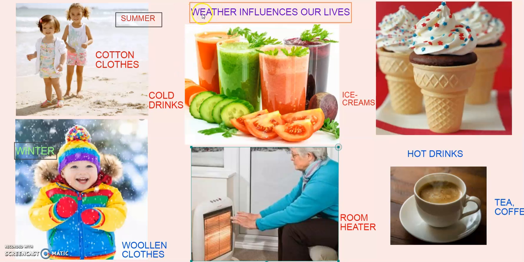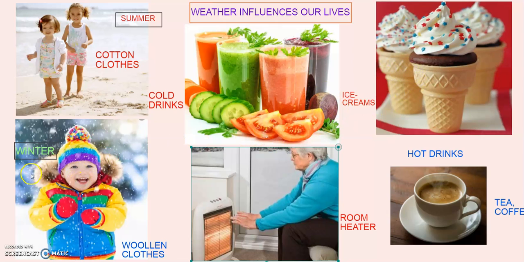Children, now let's see how weather influences our lives. There are 3 seasons: summer, winter and rainy season. Which type of clothes will you wear in summer season? Yes, we wear light cotton clothes in summer season. And which kind of food do we take? Generally, we eat light food, and we drink cold drinks, and sometimes we eat ice creams.